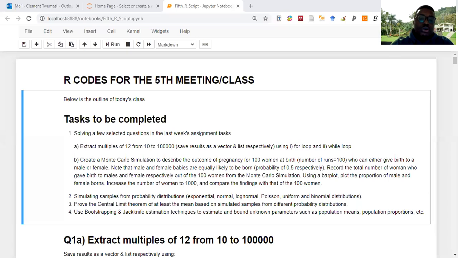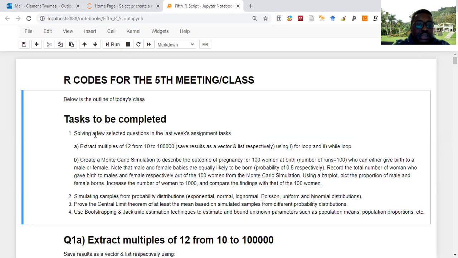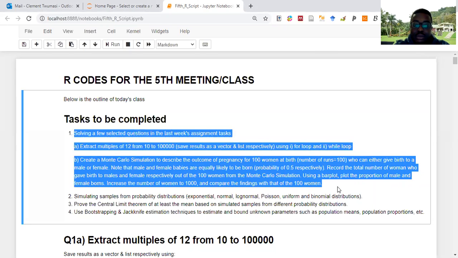Okay, so for today's class, there are a few things we are going to look at. Last week I gave an assignment, and it was a little bit detailed. For the first part, I'm just going to focus on solving a few selected questions, and you can use these solutions to work on the other ones. The whole of question one was given last week, and there were more questions than these, so I'm just doing a few.